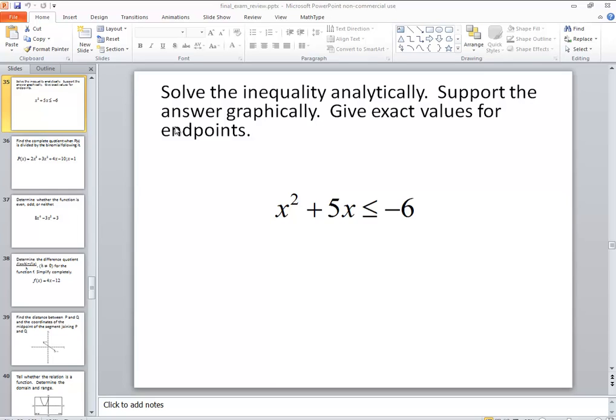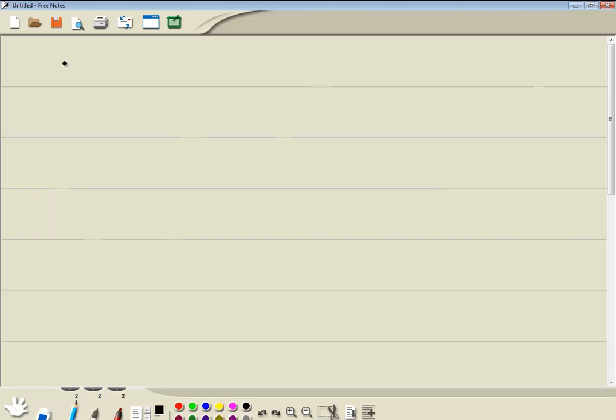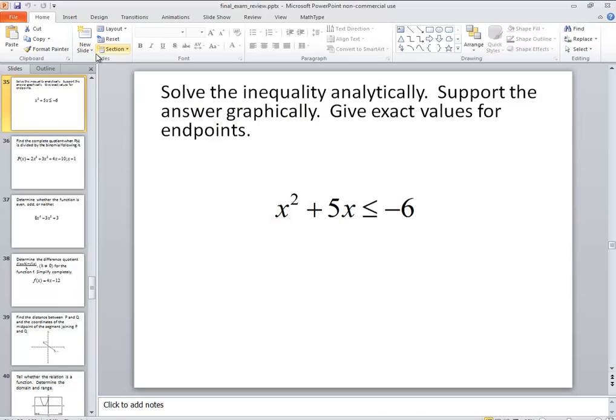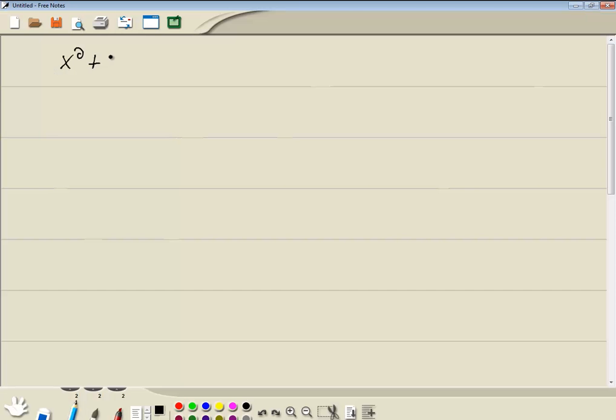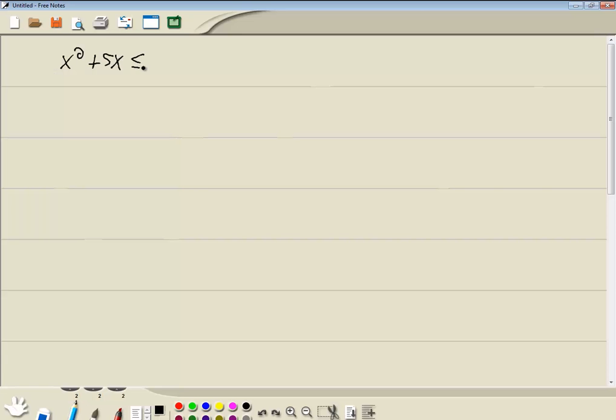Let's take a look at this problem. We want to solve the inequality analytically, support the answer graphically, and give exact values for the endpoints. Okay, we got x squared plus 5x is less than or equal to negative 6.